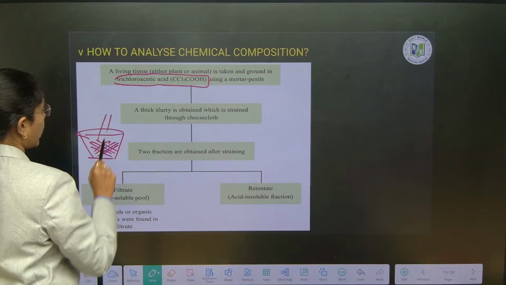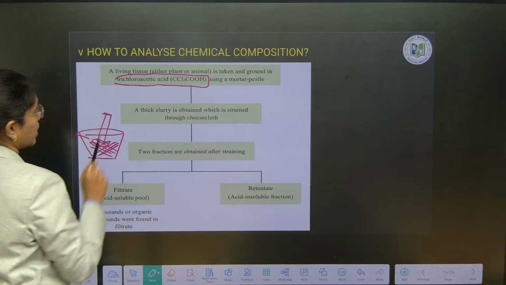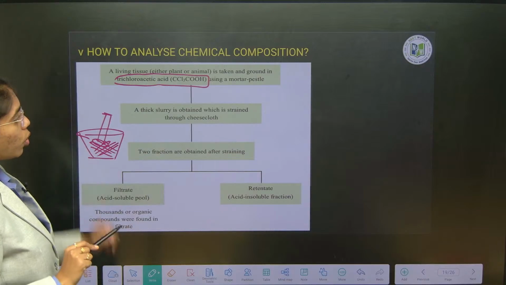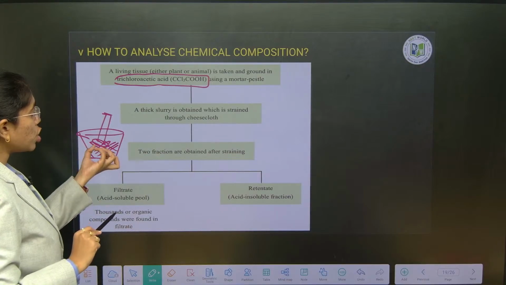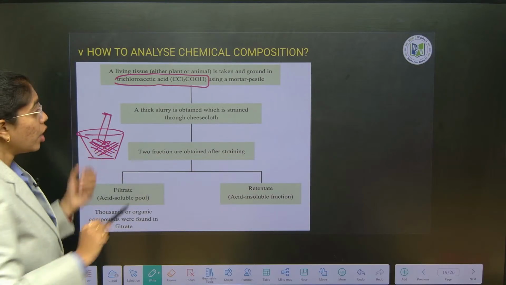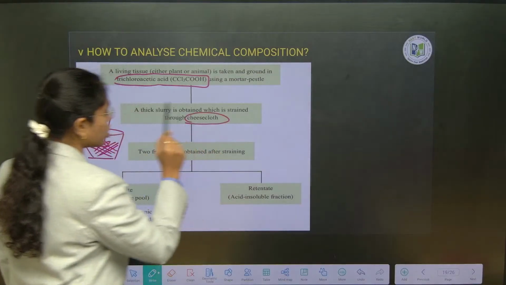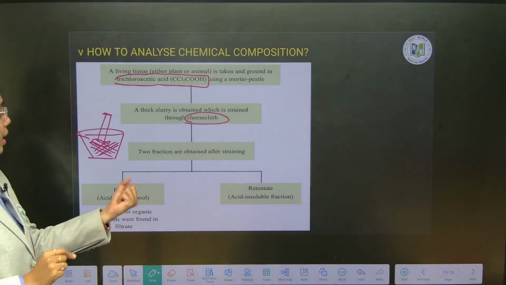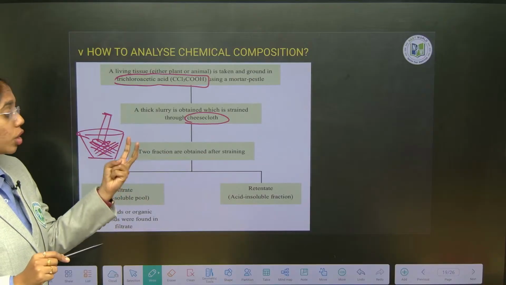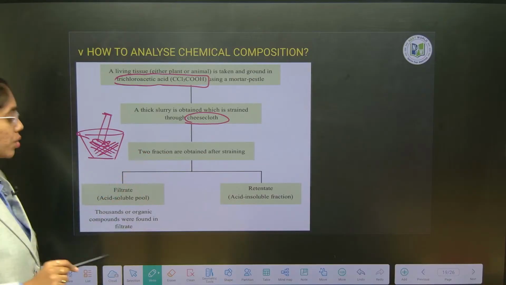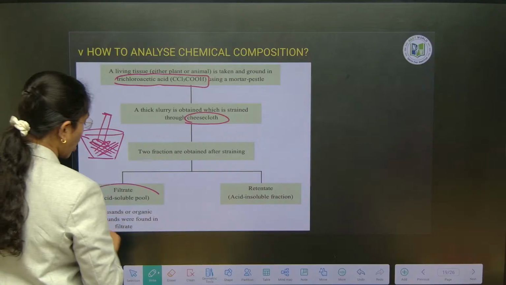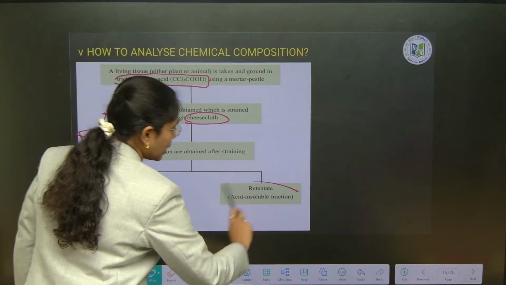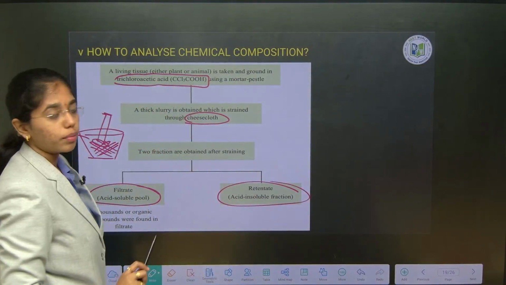Okay, this is ground with trichloroacetic acid using a mortar and pestle, after which you will get a thick slurry, which is filtered using cheesecloth. After filtering it, you will get two fractions of the straining. One is addressed as the acid soluble pool and the other is addressed as the acid insoluble pool.